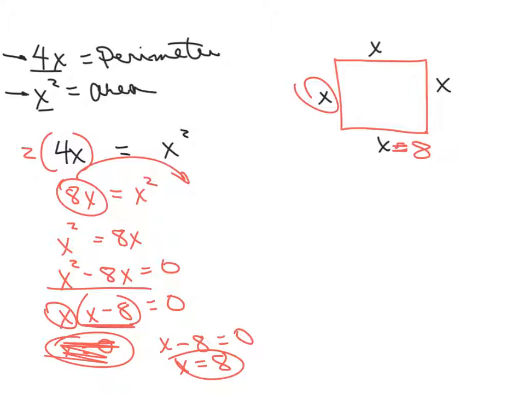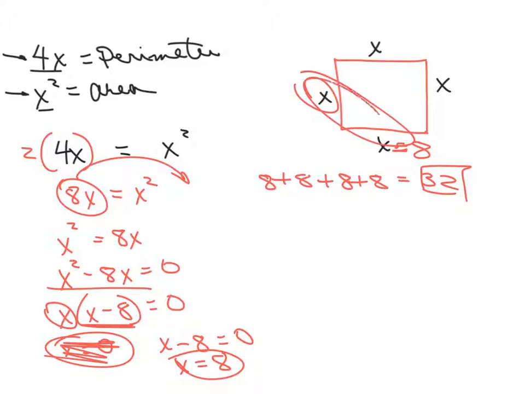The numerical value of the area of the square is twice its perimeter. Well, let's look at the perimeter here. 8 plus 8 plus 8 plus 8. That is 32. That's my perimeter. What's the area of this? 8 times 8 is 64. It says my area is twice my perimeter. Is that true? Is 64 twice 32? Yep. So that means I was right. X, the length of my square, is 8.